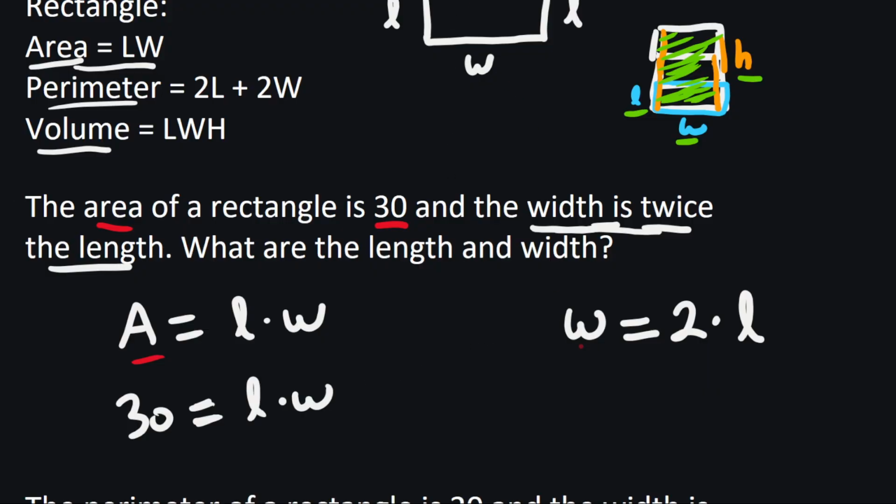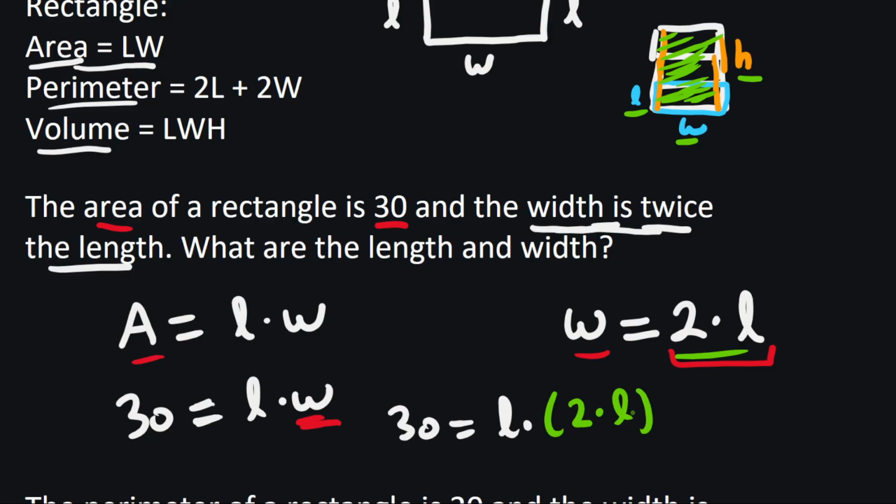And we can go ahead and substitute this W for 2L. So let's continue this. We have 30 equals L times, now instead of W, we are going to write 2L, 2 times L. Good, so 30 equals L times 2 times L. Let's keep evaluating this. What is L times L? That is L squared. So let's write this: 30 equals 2 times L squared.